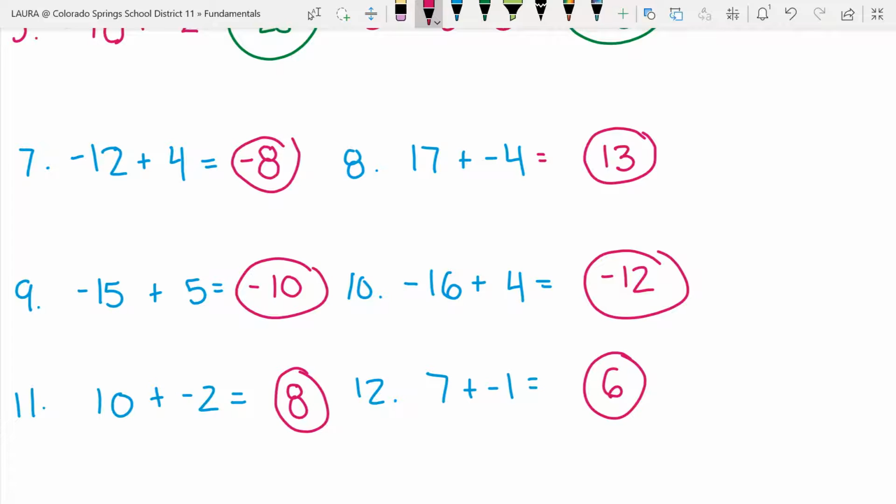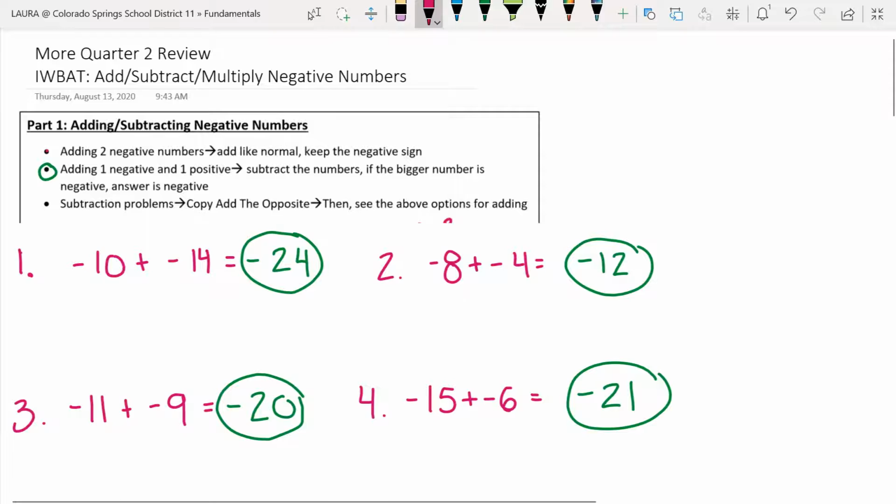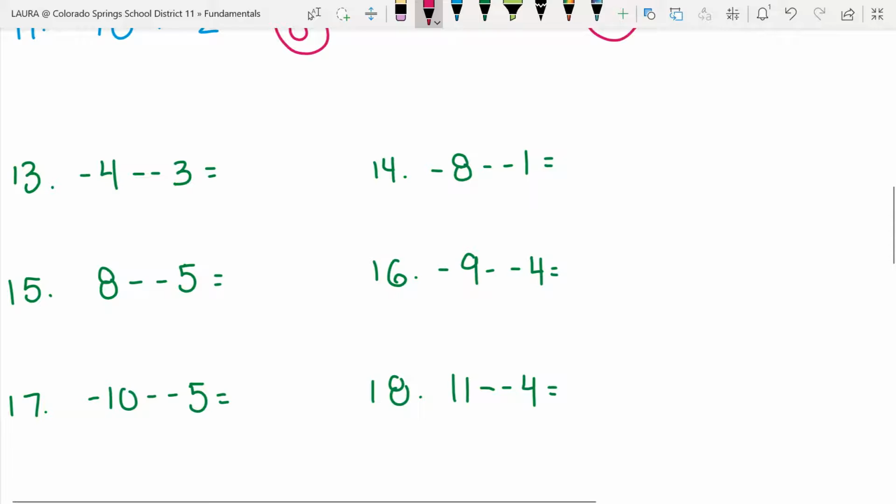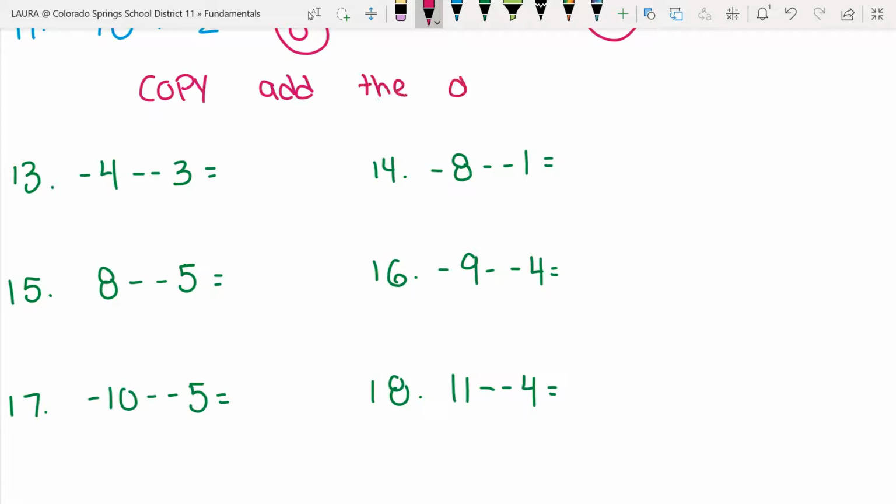So that was the second bullet point. The next set of problems are related to the third bullet point, which I'm just going to scroll up to. Third bullet point says subtraction problems. This is where we use copy, add the opposite. What this does is change our subtraction problems to adding, and then we can look at the other 2 options. So we'll either add the numbers or subtract them if they're opposites. So let me just add a little note. Copy, add the opposite. That's just the phrase we're going to use on the next 6 problems.